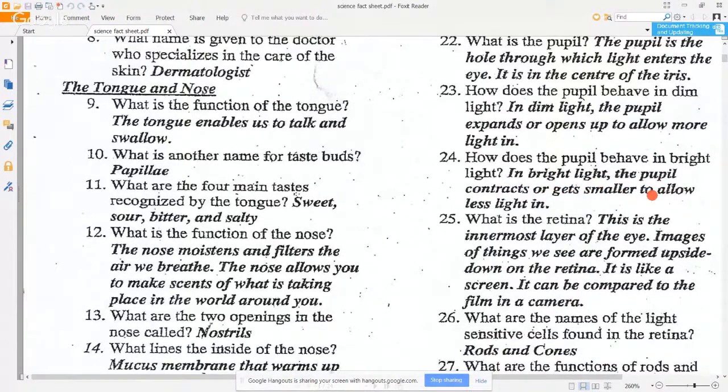In fact, if you have too much light hitting the sensitive retina, we can damage the eye. That is why people like welders who do electrical welding will wear this very dark screen, right? Or wear dark glasses to protect the eyes. Number 25.